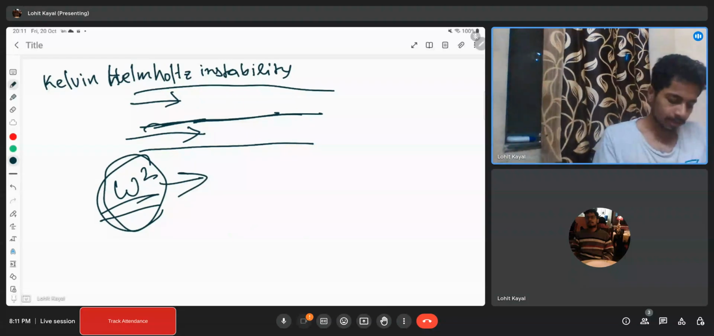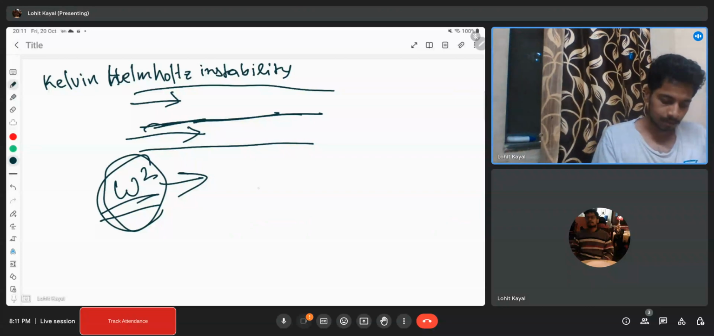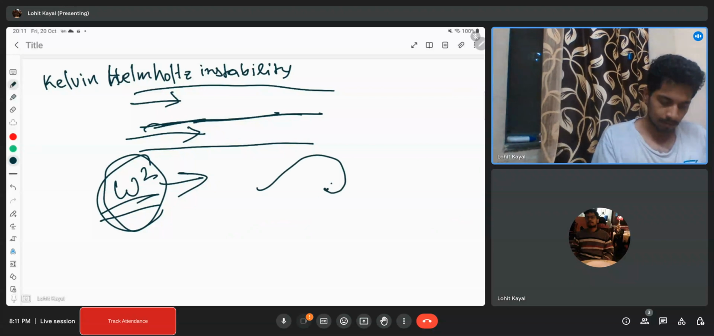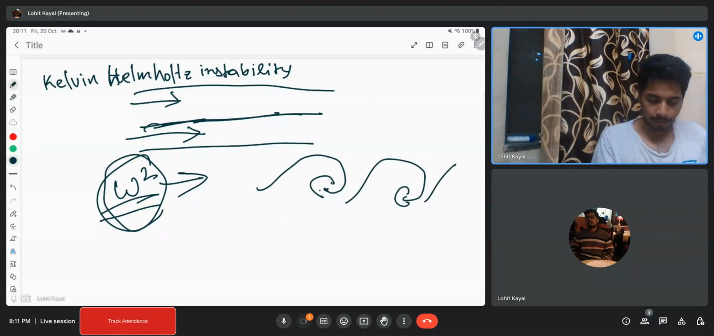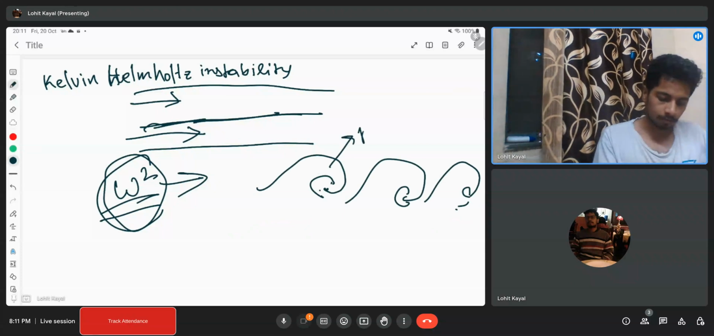One interesting thing that you will see sometimes in the clouds is some interesting pattern like this. You will see clouds shaped like this. This appears because of the Kelvin-Helmholtz instability. These are called billow clouds.